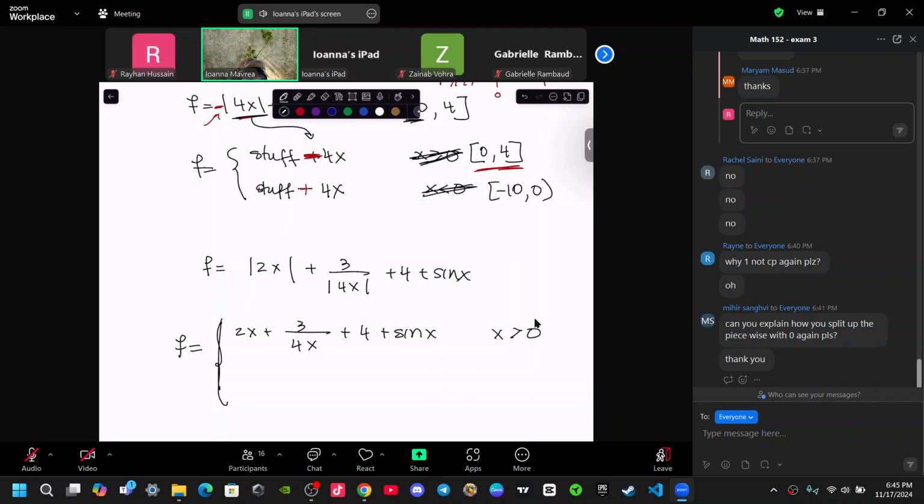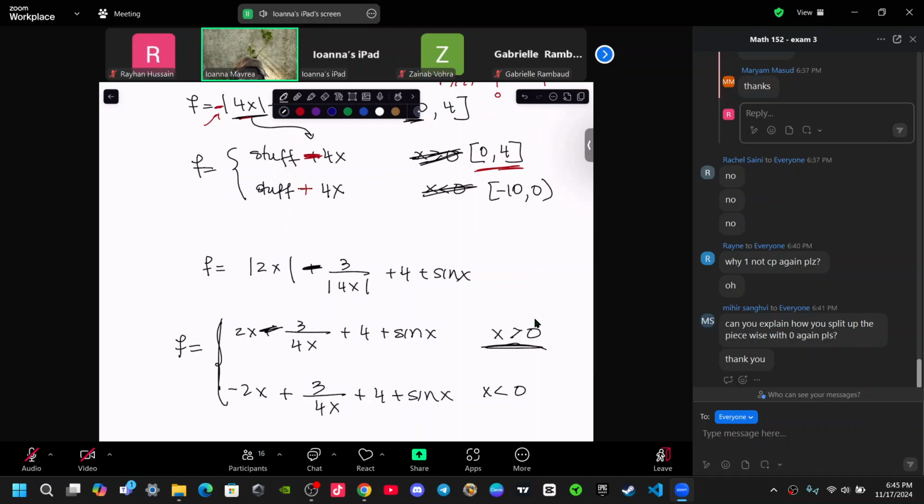If the number is positive, just get rid of them, don't change the signs. If that, let's say that was negative here, get rid of the absolute values and change the signs. So -2x plus 3 over 4x plus... the signs only in front of the absolute values, not everything, right? The plus 4 stays, plus sine x stays if this was negative.